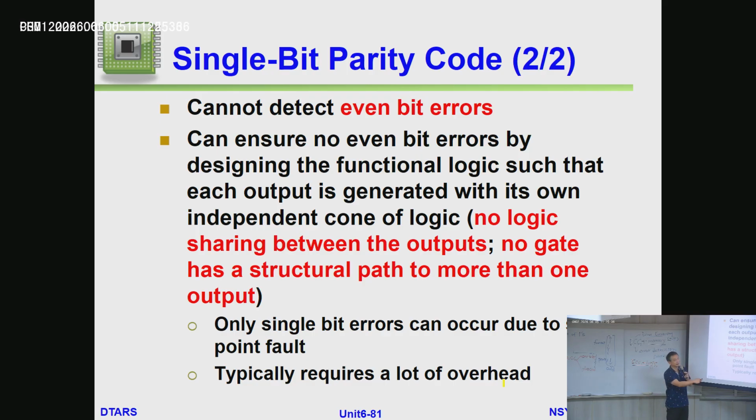So this is the limitation: it cannot tolerate even bit errors originally. However, there is one exception. Maybe we don't have time to explain that, but the idea is whether we can modify our circuit structure so that we can still use this single bit parity code to check if there are any errors, even multiple even bit errors. The idea is that we need to modify our circuit such that if there are any errors, it must affect only 1 bit of your output.